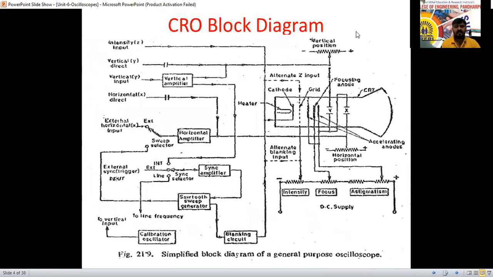I think you have studied it in the physics subject. Yes? Was it in physics or not? Someone give a reply. Yes?